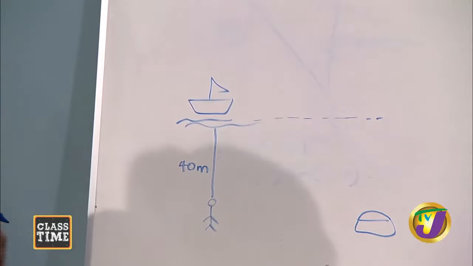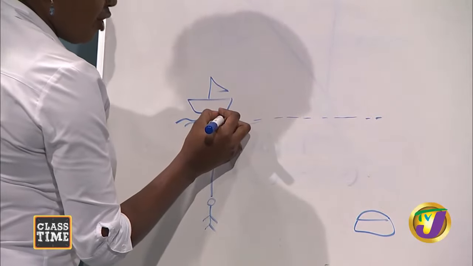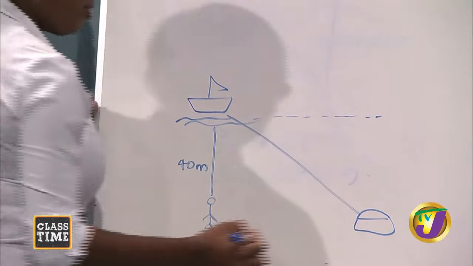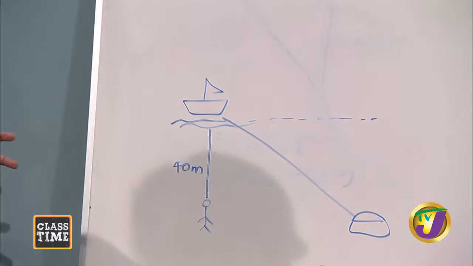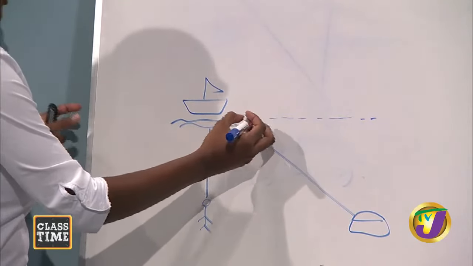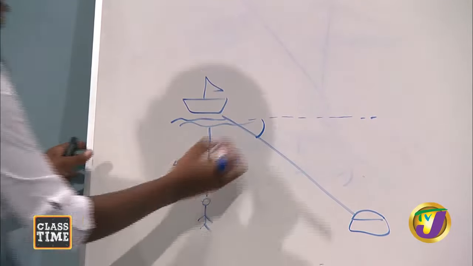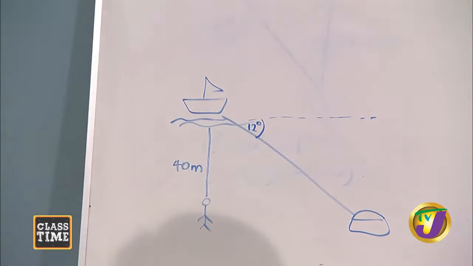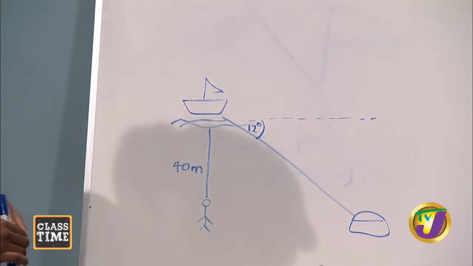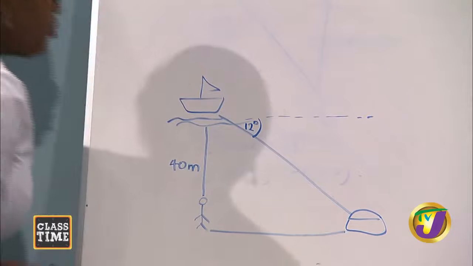So let's put in our angle. Where would I have my angle? Between the sea level and the line to the chest. Because it said angle of depression and it's given as 12 degrees, something looking like this. So we want to find the distance that the diver would swim towards the treasure chest. So this along the ocean floor is unknown.